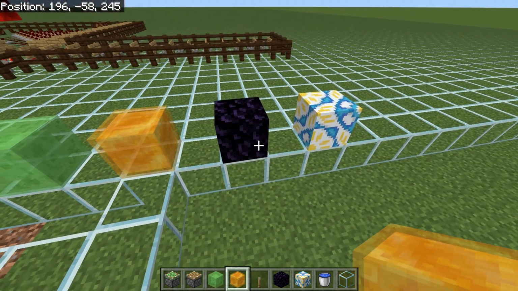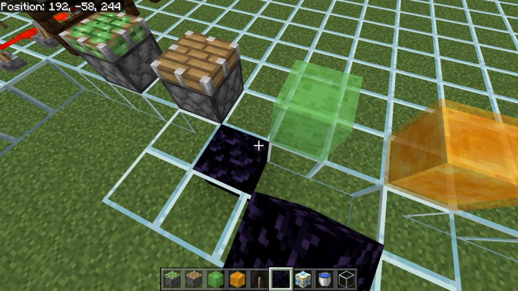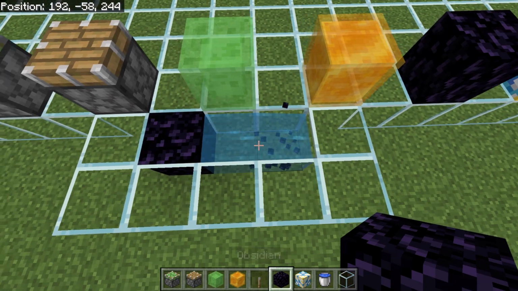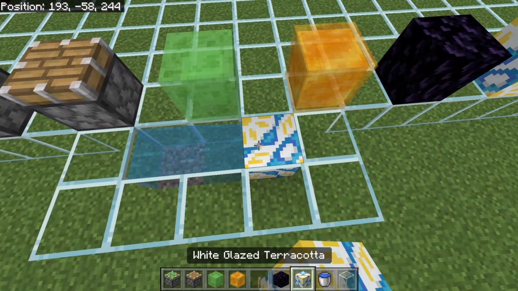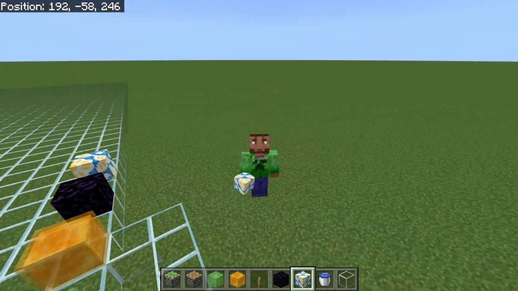The obsidian, although it is not movable, it is a solid block, which means it's not going to be able to be waterlogged, as you can see here. And it's definitely not going to be able to be broken by any flowing water. And the same thing goes for the terracotta. So if we place that there, it's not going to be broken. If we place it down here, it's going to remove the water, just as you would expect it to.